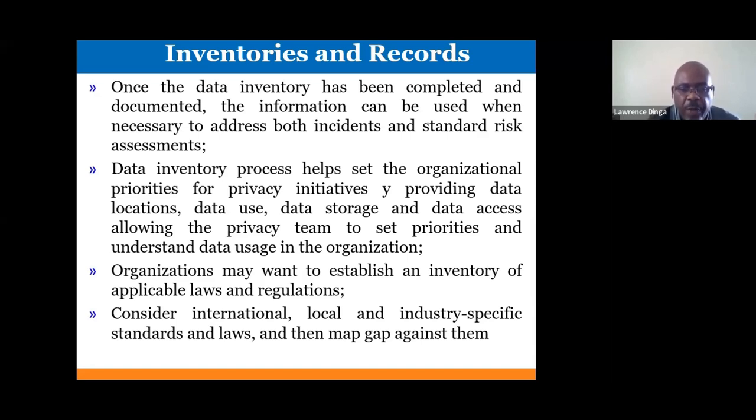Now, an organization may want to establish an inventory of applicable laws and regulations. You might find that you are subject to various applicable laws and regulations. For example, if you are an international organization operating in Kenya, you have to observe the GDPR, and maybe the Kenya Data Protection Act 2019. If you are in the financial sector, then there are certain applicable regulations that you need to adhere to. So it is important to have an inventory of these applicable laws and regulations that the organization must adhere to.